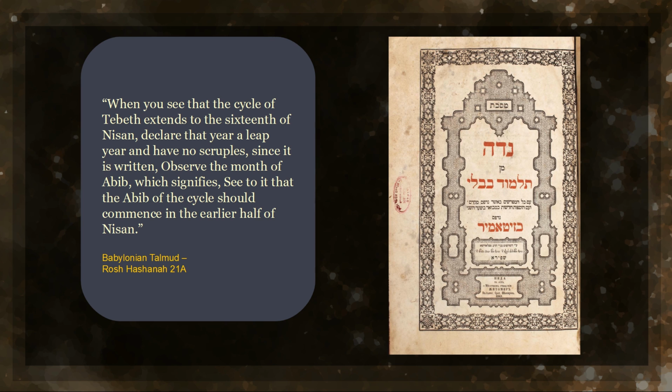the instruction was given, "When you see that the cycle of Tibet extends to the 16th of Nisan, declare that year a leap year, and have no scruples, since it is written, 'Observe the month of Abib,' which signifies, 'See to it that the Abib of the cycle should commence in the earlier half of Nisan.'"